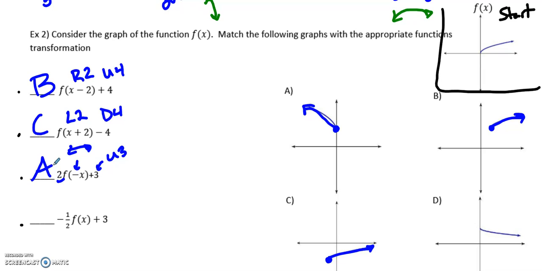So that's A. Now the 2 is a stretch. It's hard to tell what the stretch is on this graph because there are no y values anywhere on my graph. And lastly, we can tell this one's going to be D, but let's look at y.